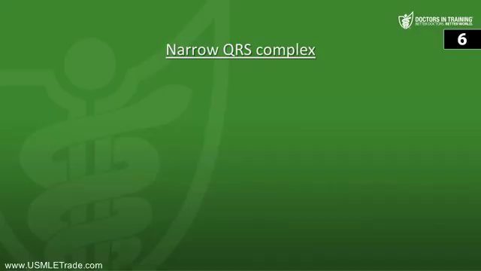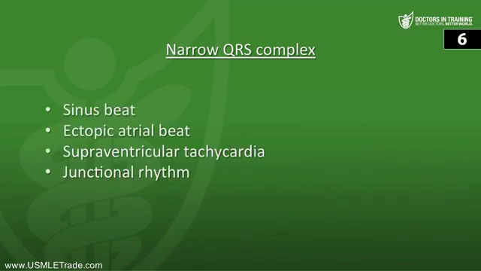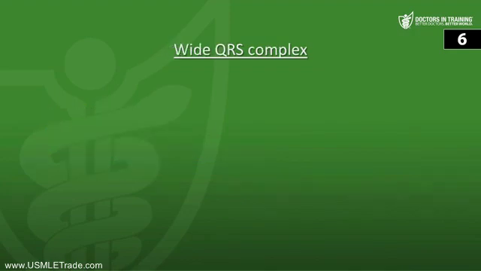First question, how does the cause of a narrow QRS complex differ from the cause of a wide QRS complex? So a narrow QRS complex indicates that a beat is conducted through the normal conduction pathway. So it's either a sinus beat or an ectopic atrial beat, or maybe even supraventricular tachycardia, or even a junctional rhythm. But if the QRS is narrow, you know that the depolarization is coming through the AV node and down the Purkinje system.